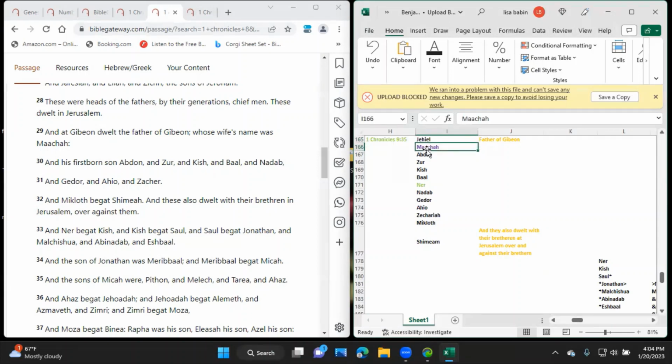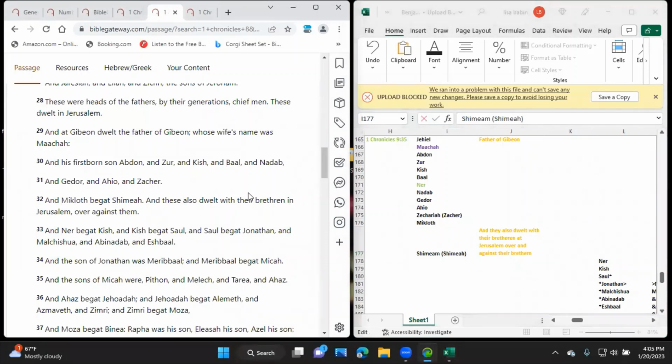Verse 30, and his firstborn son, Abdon, and Zur, Kish, and Baal, and Nadab. So Ner is not mentioned in chapter 8. That's worth noting. So we'll continue. Nadab, Gedor, Ahio, Zacher. Now what I'm going to do is I'm going to put Zacher in parentheses because I feel pretty confident that that is the same person. And Mikloth. And Mikloth begat Shimeah. We're going to put that in parentheses just because it's spelled different. I'm not putting that in green because I don't really consider that a discrepancy, if you will. I think it's just a different spelling.